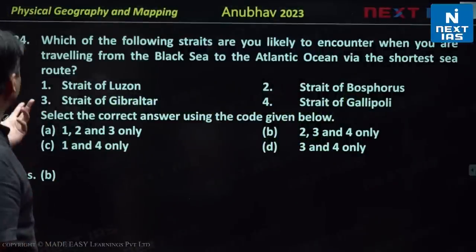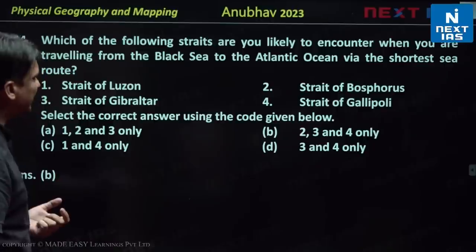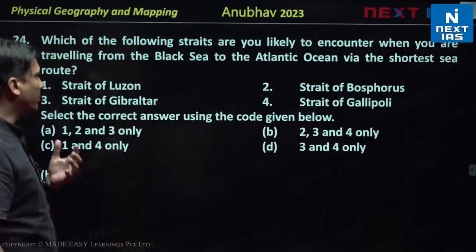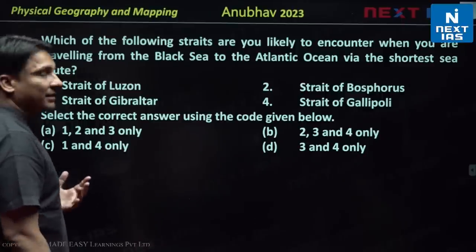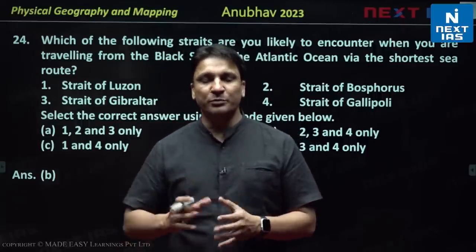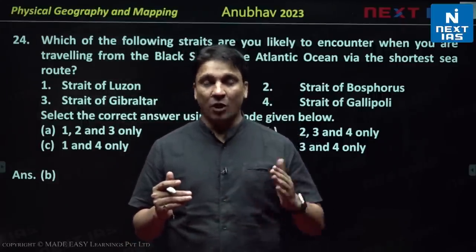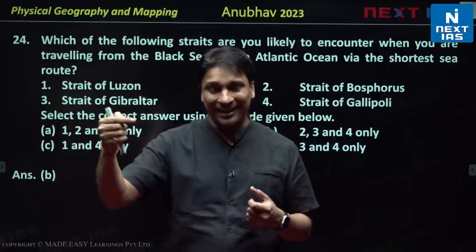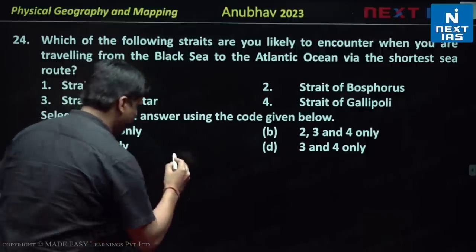The first question, which is question number 24, is which of the following straits are you likely to encounter when you are traveling from the Black Sea to the Atlantic Ocean via the shortest sea route? So the shortest sea route between Black Sea and Mediterranean Sea or Atlantic Ocean passes through Sea of Marmara and Mediterranean Sea. So let me show you with the help of map.